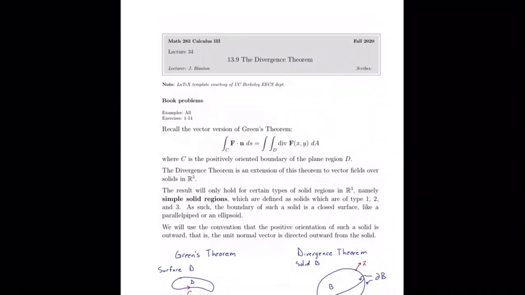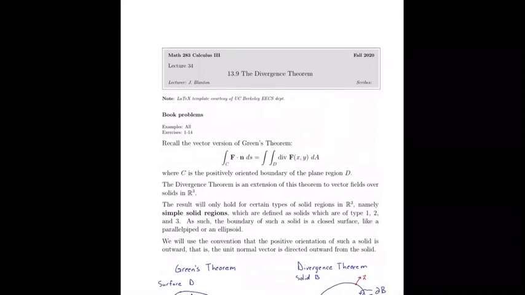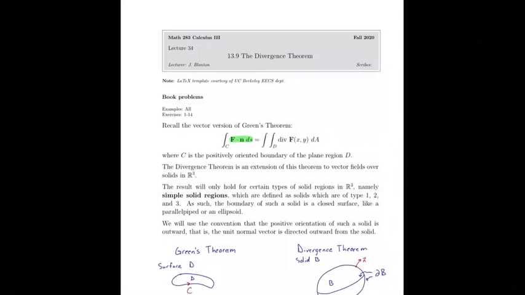We'd written Green's theorem in this form we see in the notes here as the line integral of F dot n. So this is the normal component of a vector field F along a curve C, and C is the positively oriented boundary of a region D, and Green's theorem told us that that line integral on the left is equal to this double integral on the right of the divergence of F.